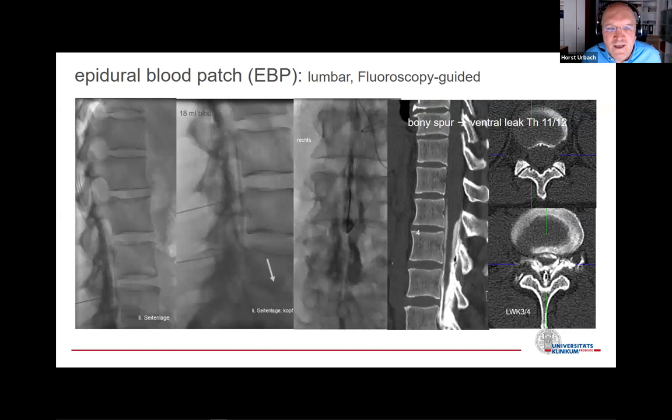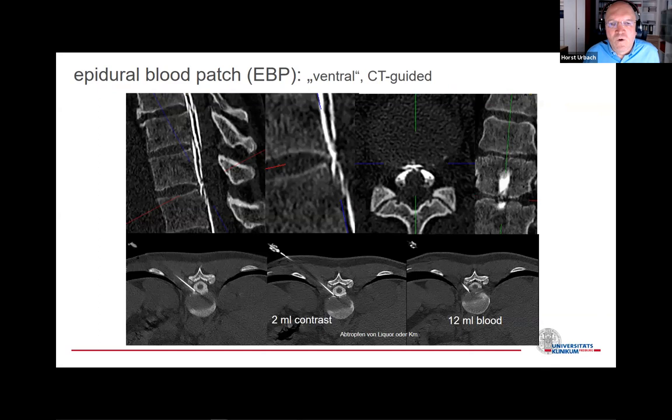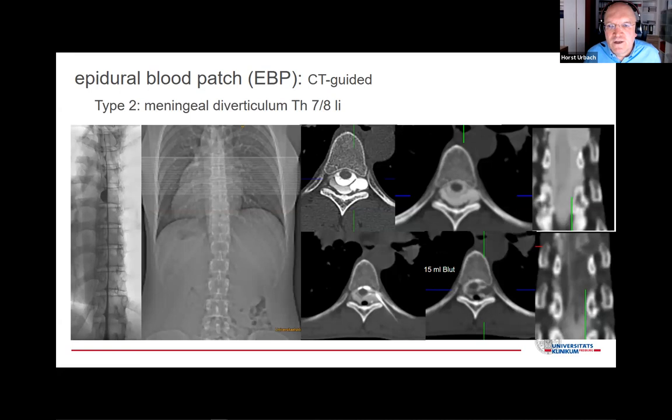This is another case where, despite the fact that we have exactly hit the midline and we have distributed the contrast also in the ventral epidural space, the contrast does not go upwards to the ventral leak. Well, in this case, we have another strategy. We go CT guided. Some call it ventral blood patch, but it's just from laterally into the epidural space. We inject some contrast, and then we see we are in the right position and inject blood. This is usually an approach done for the lateral cyst or diverticuli. Here you see we inject into the cyst, in this case, 50 milliliters of blood.